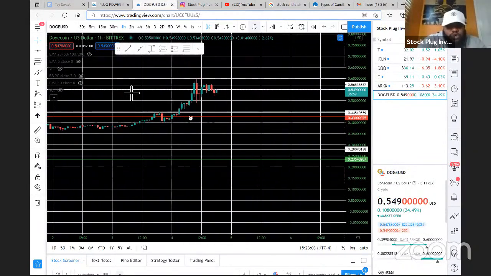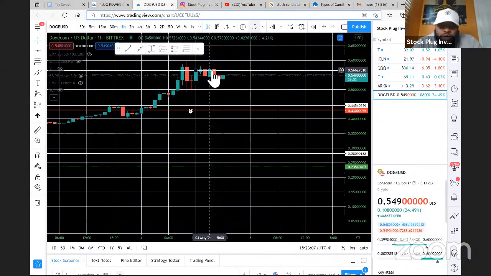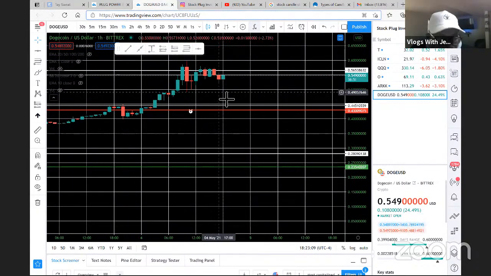So, look, let's go to what's going on right now. Look at that. It's consolidating in here. This is on the hour time frame, y'all. So that's about to be another support right there.